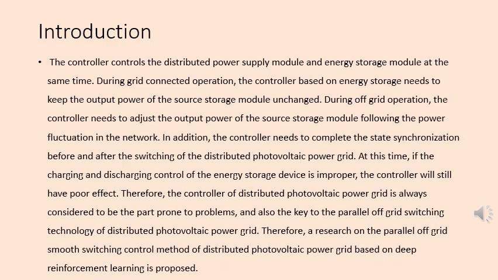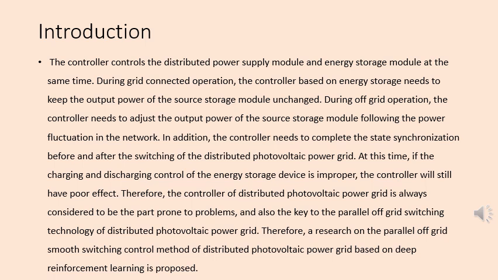The controller controls the distributed power supply module and energy storage module at the same time. During grid-connected operation, the controller, based on energy storage needs, keeps the output power of the source storage module unchanged. During off-grid operation, the controller needs to adjust the output power of the source storage module following the power fluctuation in the network. In addition, the controller needs to complete the state synchronization before and after the switching of the distributed photovoltaic power grid. At this time, if the charging and discharging control of the energy storage device is improper, the controller will still have poor effect.